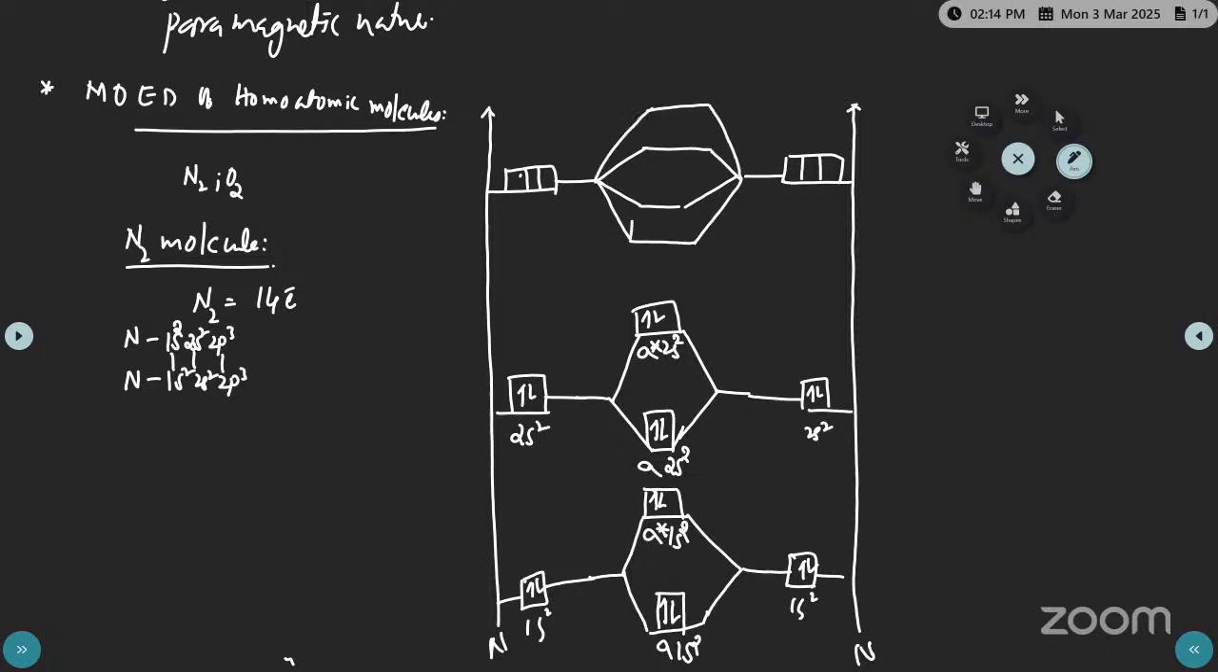Okay, so at the bottom pi 2px and pi 2py, and here sigma 2pz, and here pi star 2px and pi star 2py, and here sigma star 2pz. So this is the molecular orbital order.